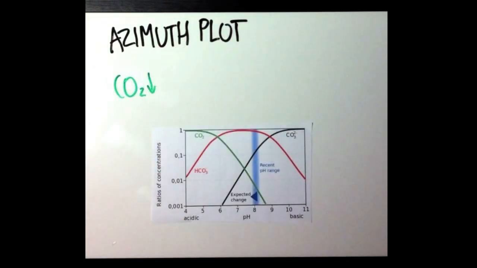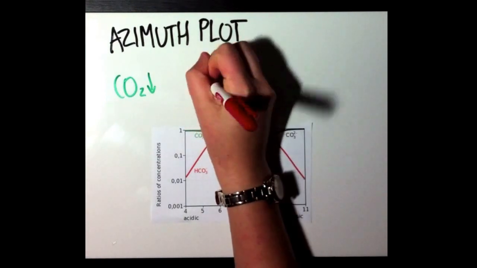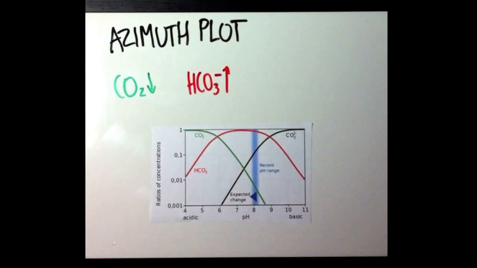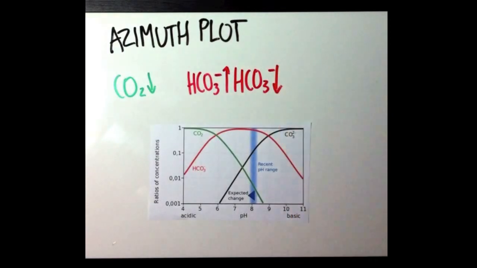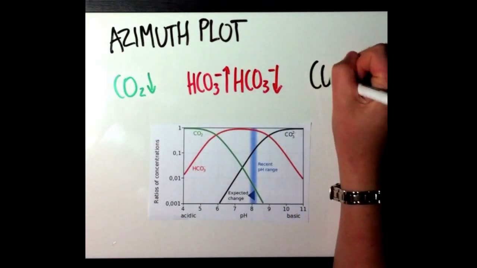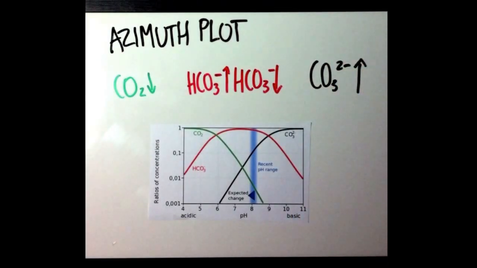As carbon dioxide dissolves into water, the amount of bicarbonate ions increases. This is because of the dissociation of carbonic acid into bicarbonate and hydrogen ions. Bicarbonate ions then reach a peak and start to decrease as they dissociate into carbonate ions, which are seen increasing. All the while, the pH is increasing and becoming more alkaline.